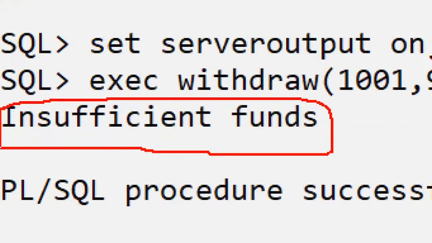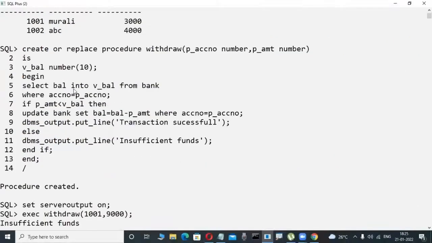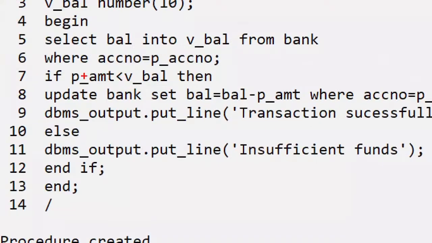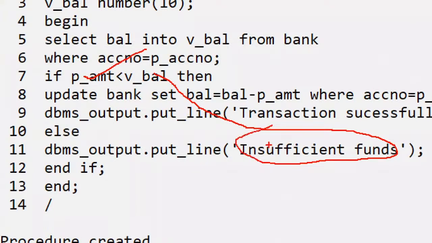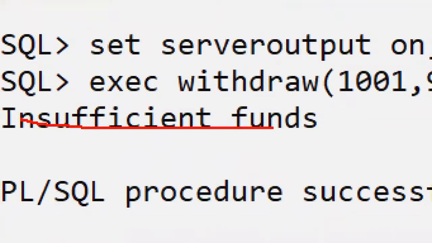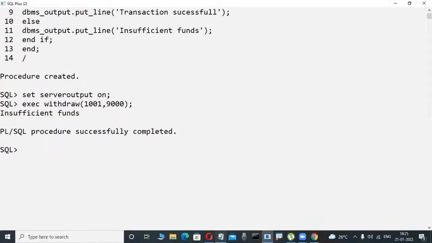It will display the message or not. How is it possible? This coding is executed, whatever I'm writing is executed. Your amount is more than the available balance, that's why insufficient funds only. It will display the message. Yes. Now, for example, observe logically, insufficient funds is the message and it will be displayed.